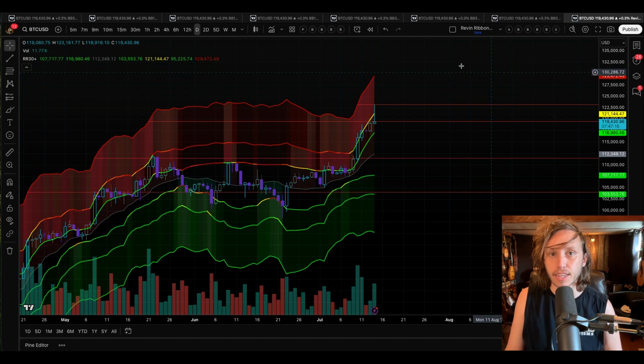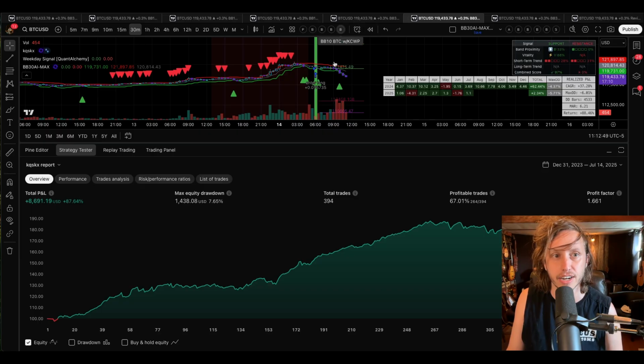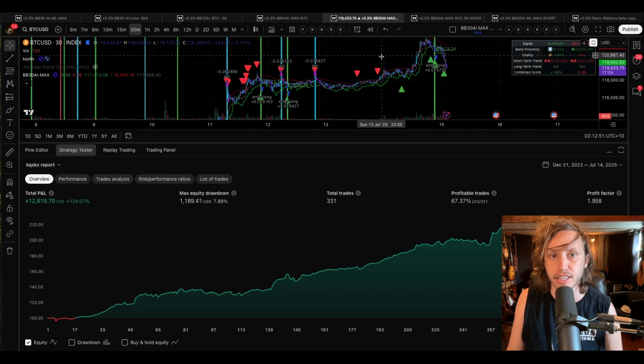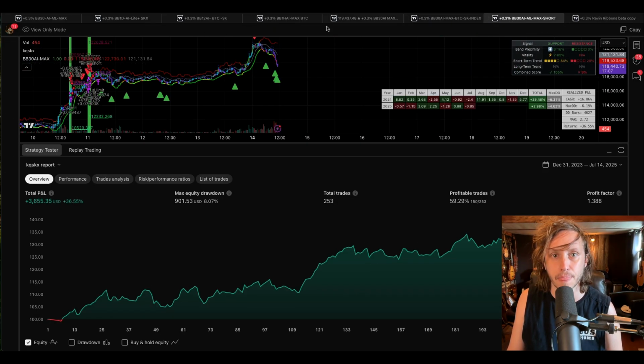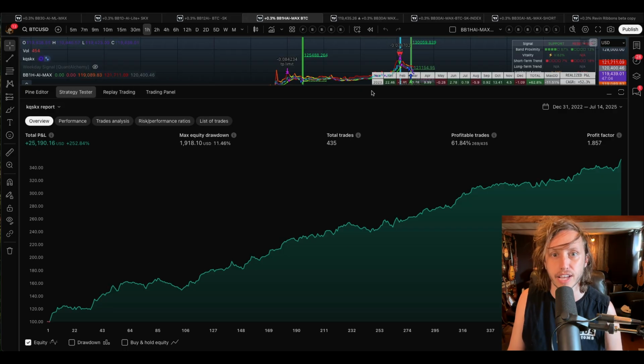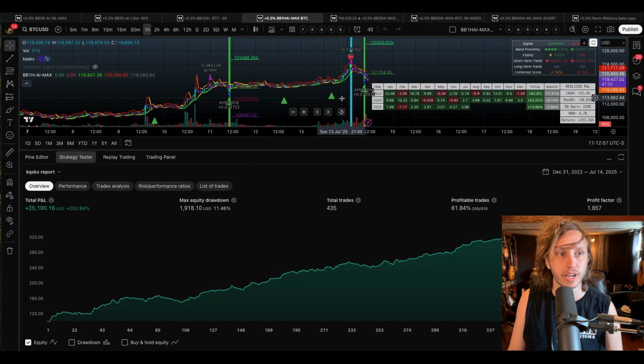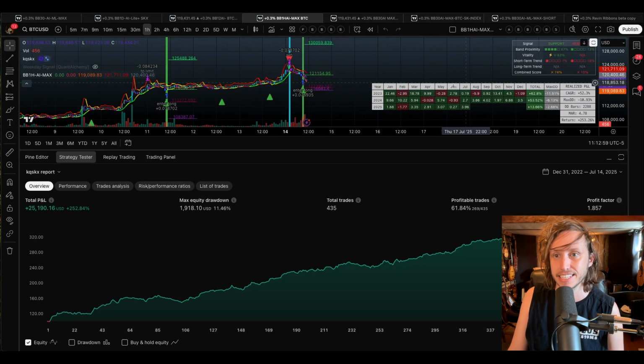Okay, let's start with looking at the hourly. Is this the hourly one right here? That's the 30-minute here. The hourly is somewhere right here. It's a short strategy. Okay, here's the hourly. So this is the Bitcoin hourly with the AI Max.